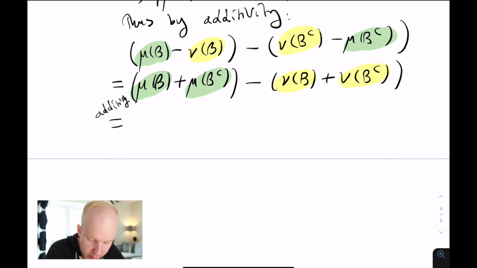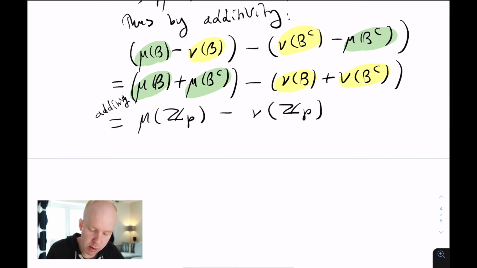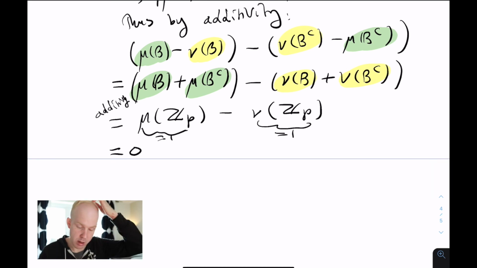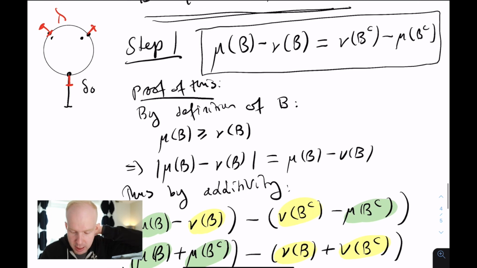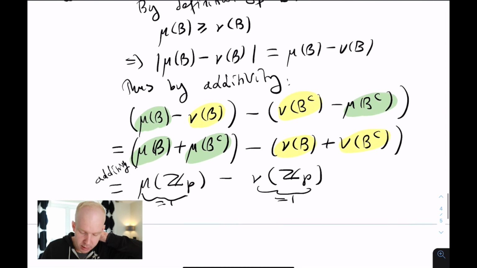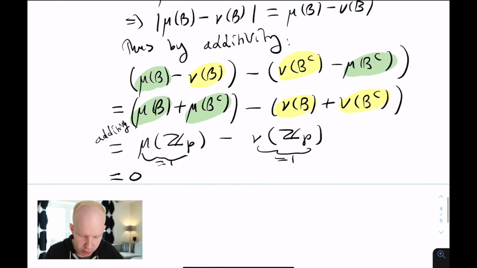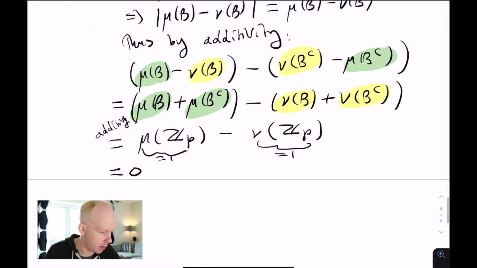Because these are disjoint, then of course this is just equal to the measure of the whole space for mu, minus the measure of the whole space for nu. But these are both equal to 1 because these are probability distributions. So then this is just equal to 0. So now you have seen that this step 1, this claim's equality arises from here, because this is equal to 0. So that's the first step of the argument.